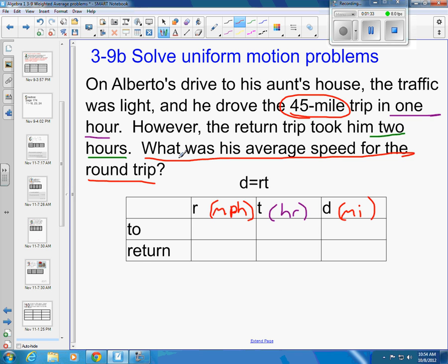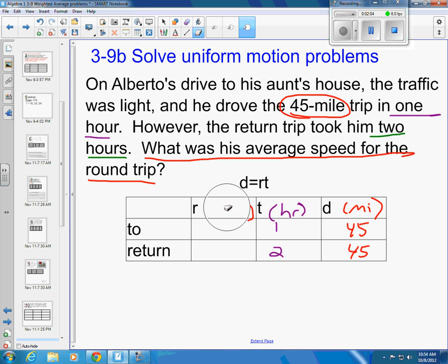Okay, so let's go back and fill this in. On the way there, we went 45 miles, right? That's this distance. And 45. And so the distance on the way back is also 45. And then on the time, on the way there, it took us 1 hour. On the way back, it took us 2 hours. And then we don't know what our rate is, right? Our rate is kind of a mystery.